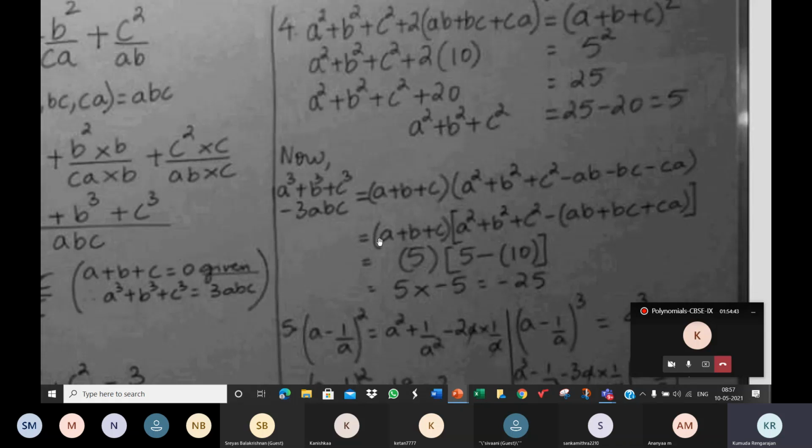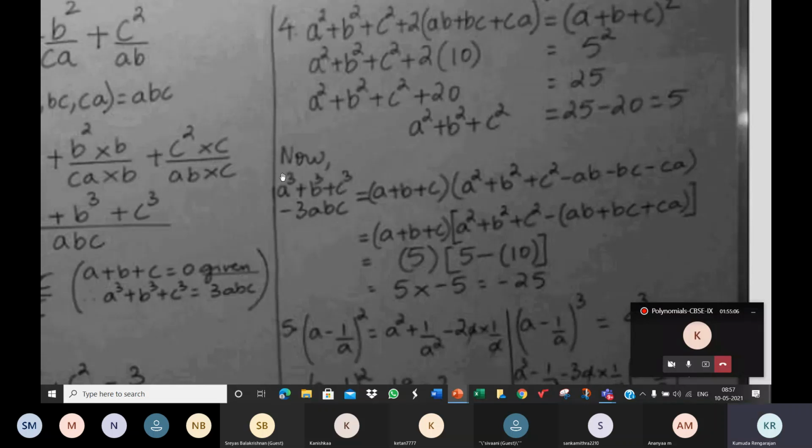Now look at this. The RHS has 3 different expressions: A plus B plus C, A square plus B square plus C square, and AB plus BC plus CA. So the RHS of the identity is made up of 3 different expressions. We need to find the value of A cube plus B cube plus C cube minus 3ABC. We need to find the value of this one.